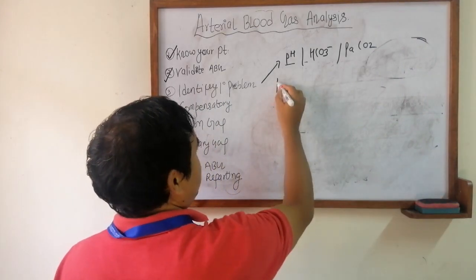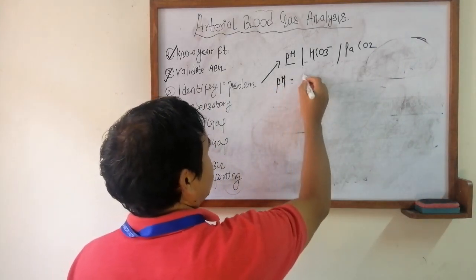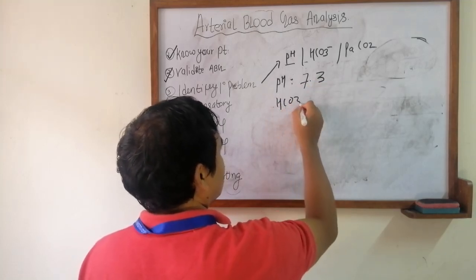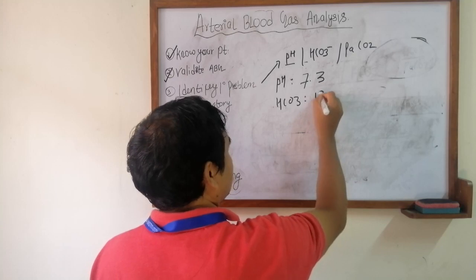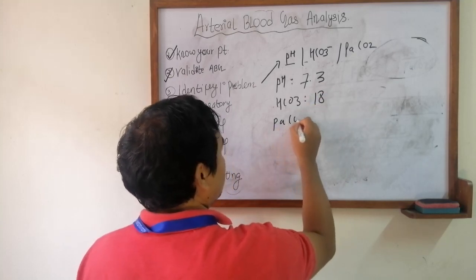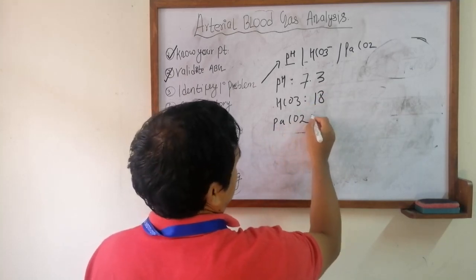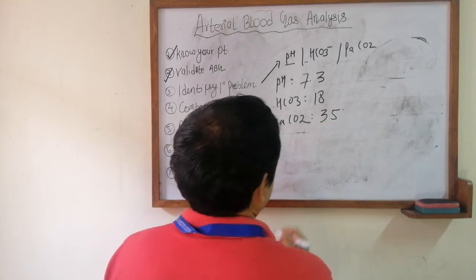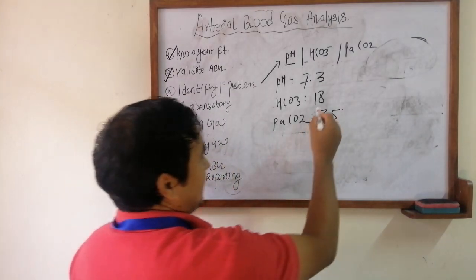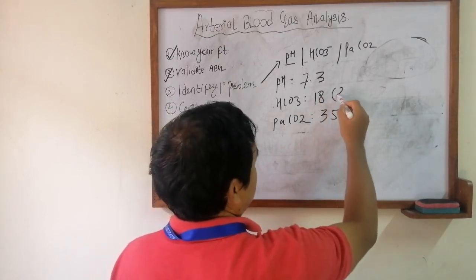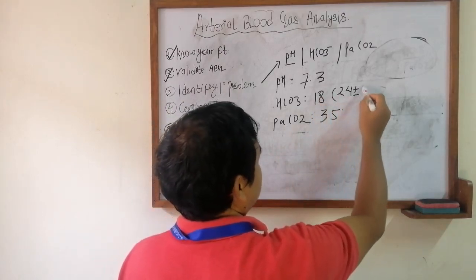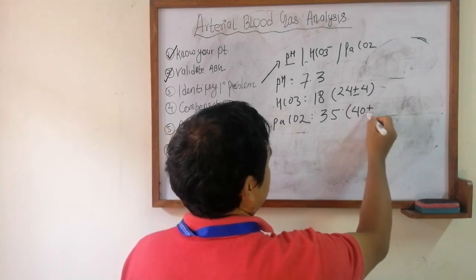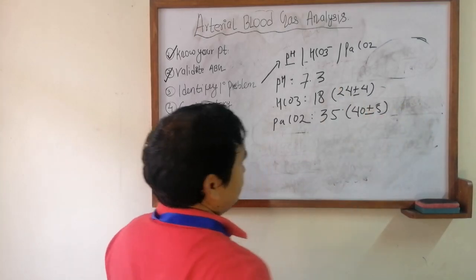So if someone has a pH level of 7.3, bicarbonate level of 18 and PCO2 level of 35. The normal bicarbonate level we usually take is 24 plus or minus 4. Carbon dioxide we take 40 plus or minus 5. pH, you know.